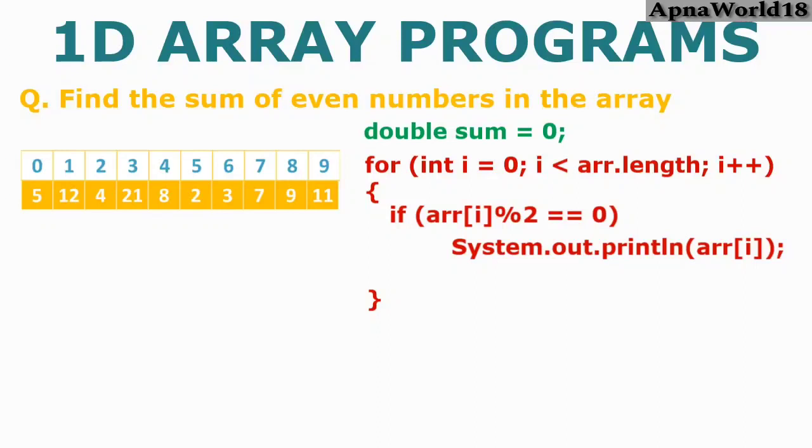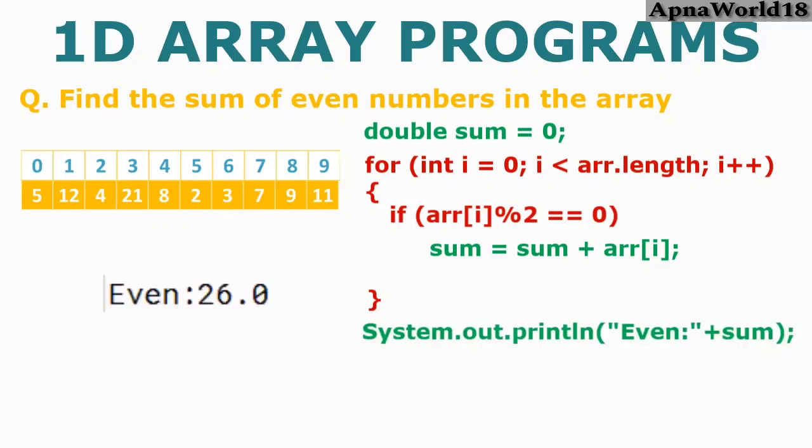Next is where we are printing. Instead of printing, add the array element to sum. Once it has finished adding all the elements, means we have finished array traversal. Outside the loop, we print the sum. This program will add all numbers in the array and give us the sum.